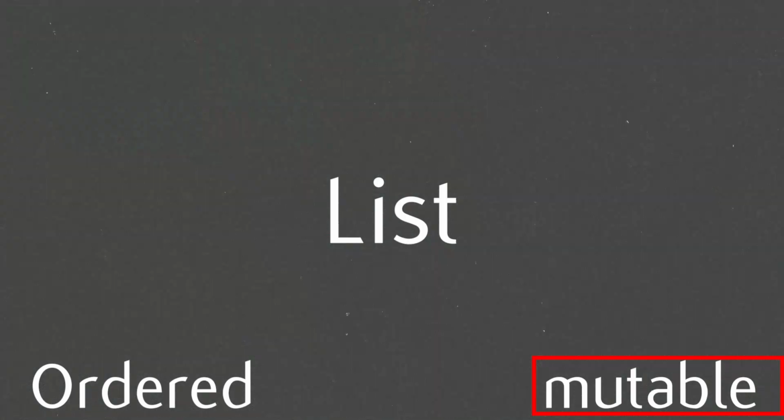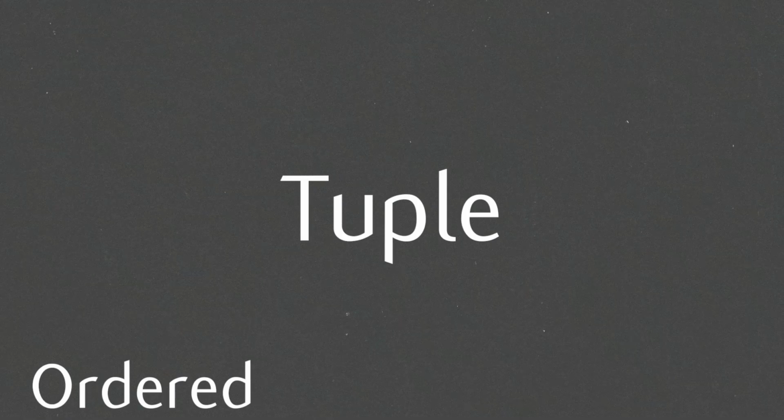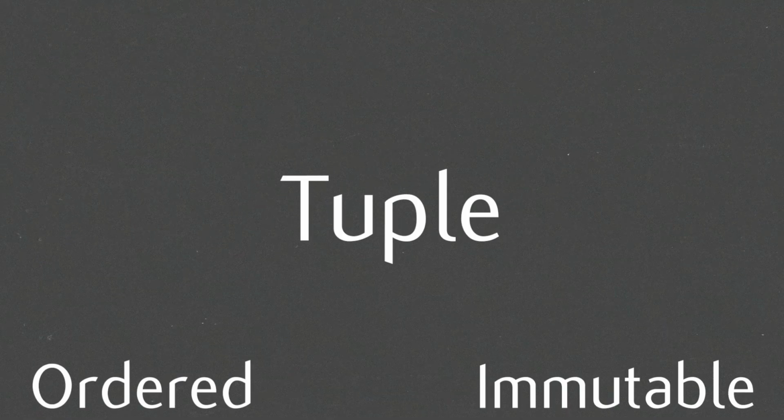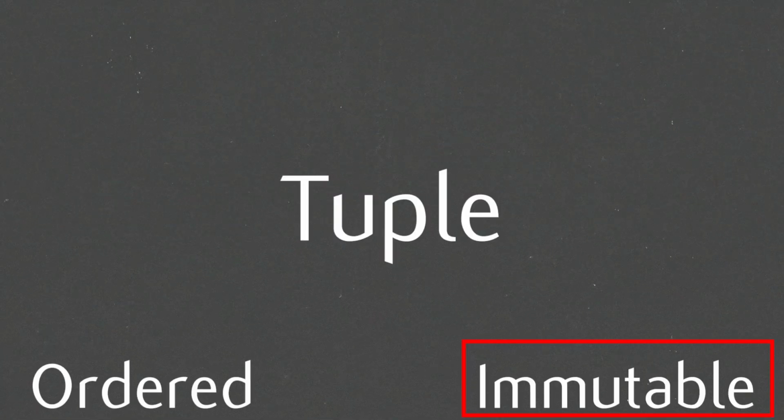Being mutable means that you can change the elements of a list after it has been created. You can add elements, remove elements, or modify existing elements in a list. You can use various methods and operations to modify lists, such as append, insert, remove, and assignment to specific indices. Tuple, an ordered and immutable collection of elements. It is represented by parentheses. Immutable means the tuple cannot be modified.